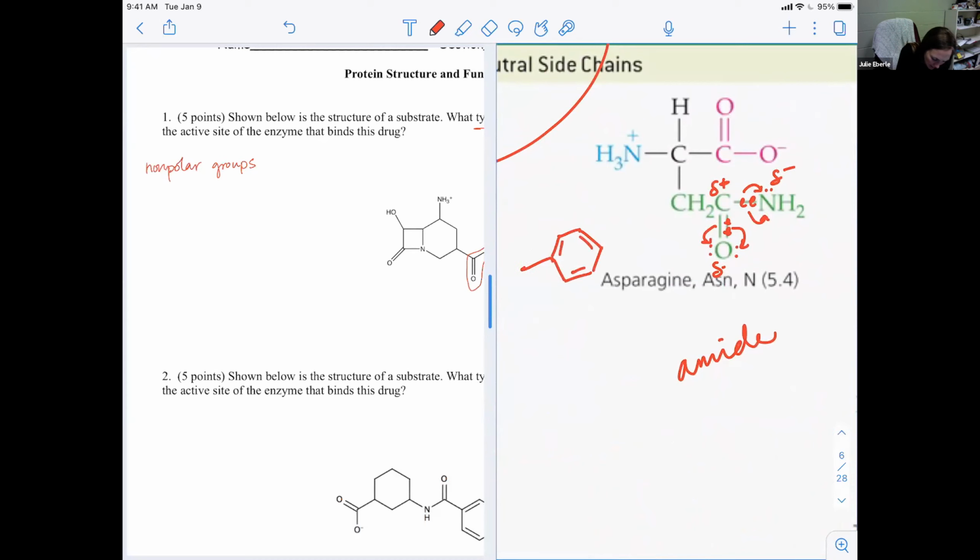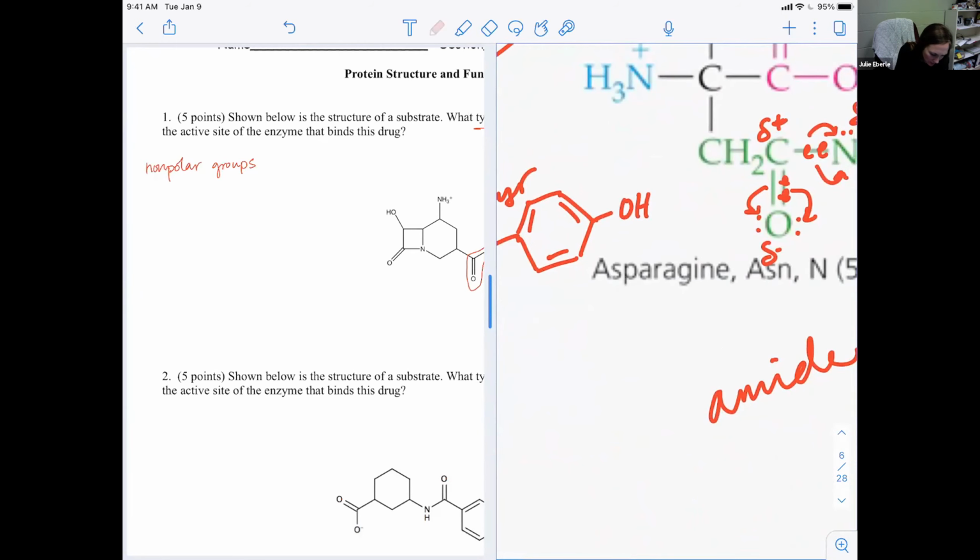Okay, that would be to the backbone. And then it's got this OH group right there on the end. This was tyrosine. Well, this oxygen here, I'm going to go to a different color, is also partial negative, and the hydrogen is partial positive.